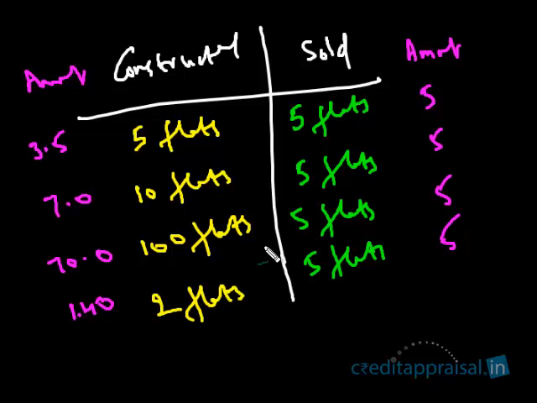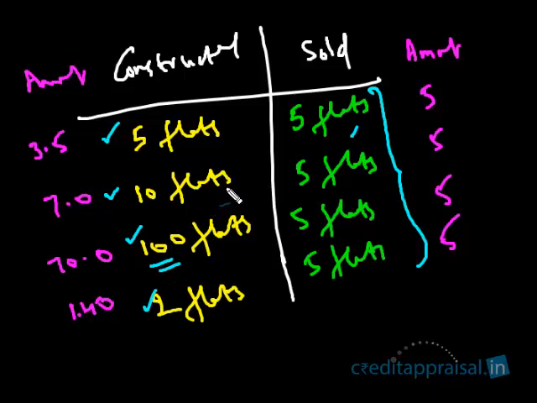So let us see a couple of examples to make this concept more clear. Here I consider 4 scenarios. The number of flats sold is the same in all 4 cases. In all 4 cases, I have sold 5 flats. What is varying is my status of construction. First case, I have constructed only 5 flats, right? Then 10 flats, 100 flats, and 2 flats. Of course, the third scenario is one where the entire project is completed.